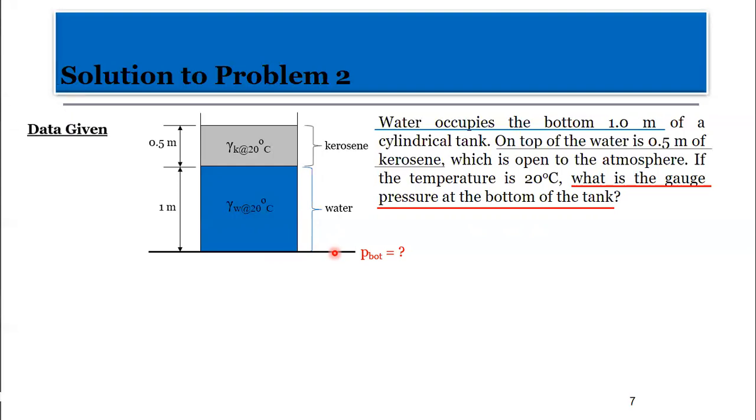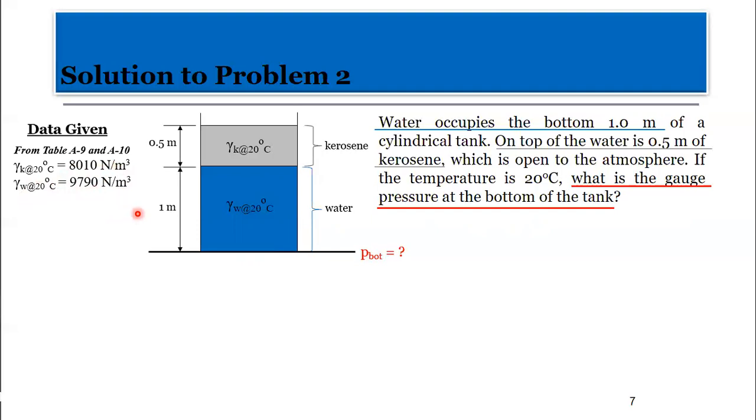Now, let's see what we've been given. We've been given some data. If you use the textbook I gave you and refer to tables A9 and A10, gamma, the specific weight of kerosene at 20 degrees Celsius, is 8,010 newtons per cubic meter. And for water at that same temperature, it is 9,790 newtons per cubic meter.